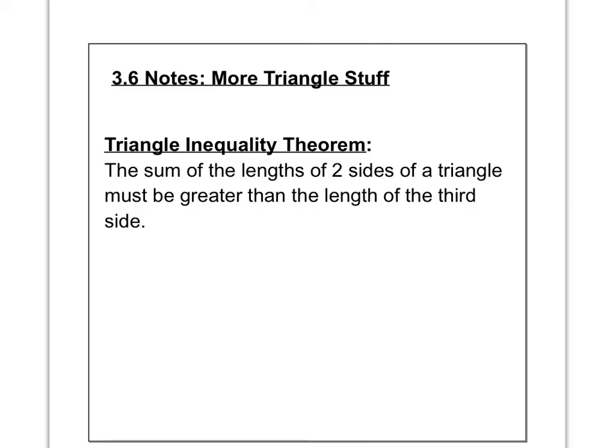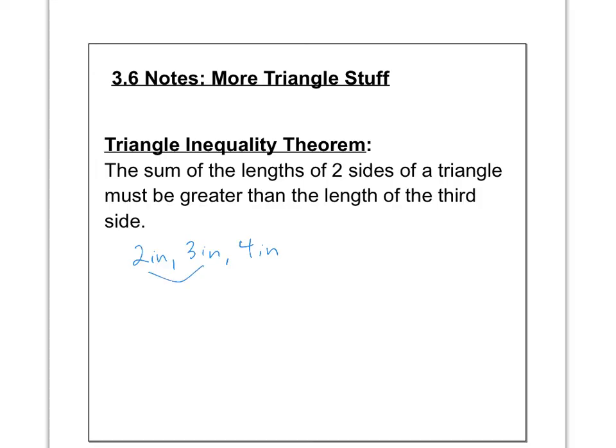Today we're going to cover Unit 3, Lesson 6, more triangle information. The first thing is called the triangle inequality theorem. It says the sum of the lengths of two sides of the triangle must be greater than the third side of the triangle. What I mean by this is, let's say I told you to make a triangle that has sides 2 inches, 3 inches, and 4 inches.